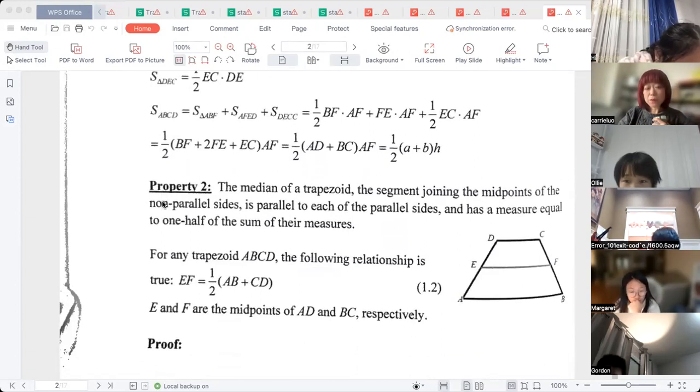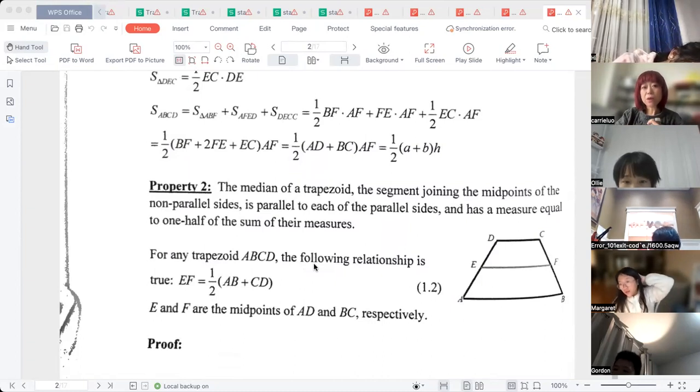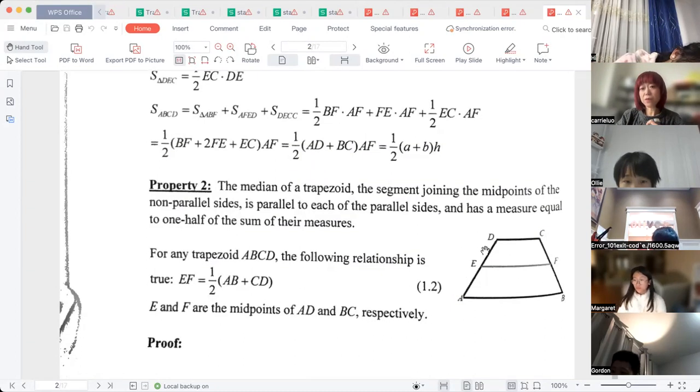Property 2. The median of the trapezoid, the segment joining the midpoints of the non-parallel sides, is parallel to each of the parallel sides and has a measure equal to 1/2 of the sum of their measures. So if E is the middle of DA and F is the middle of BC, and you connect EF, okay, EF is parallel to CD and parallel to AB. And also the measure of EF is exactly half of their sum. Get it, everybody?